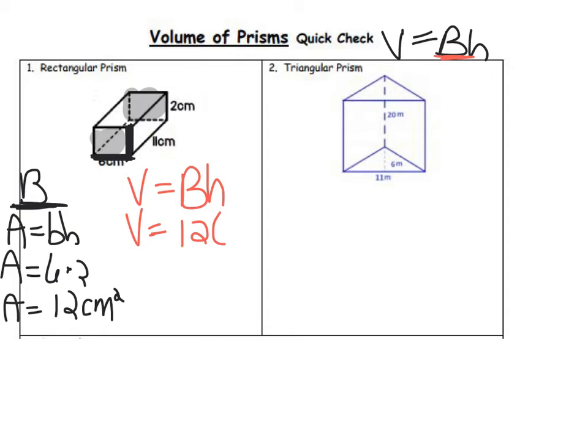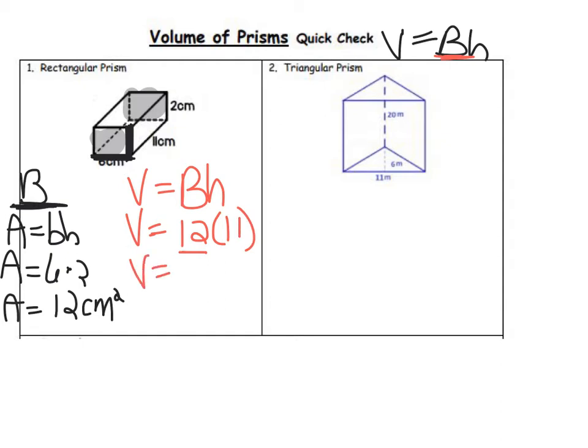Okay, so what would be the height? We have capital B, area of the base, which we found, which was 12. So what is the height of the prism? Didn't we use 2 for the height of the base? 11. So now that we know those two, all we have to do is multiply.